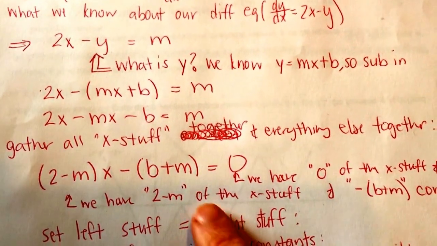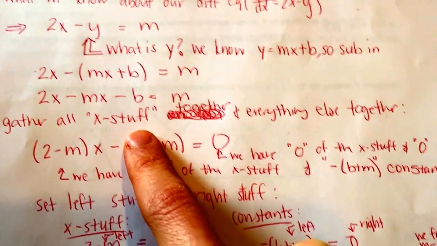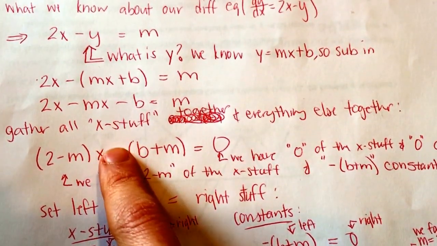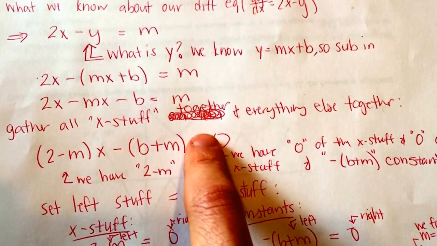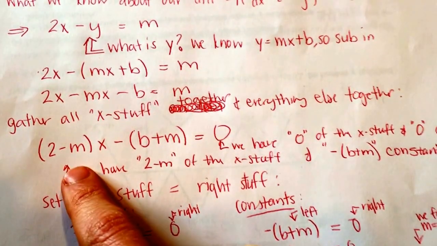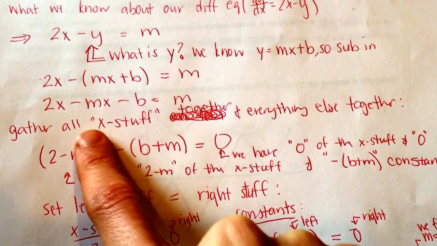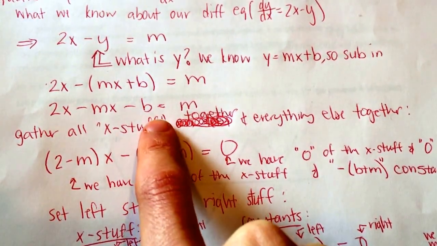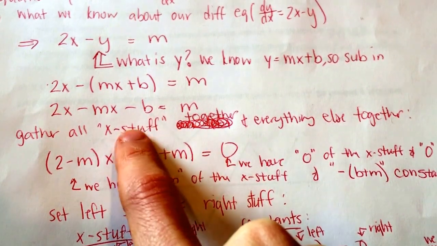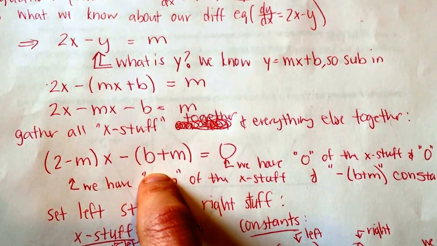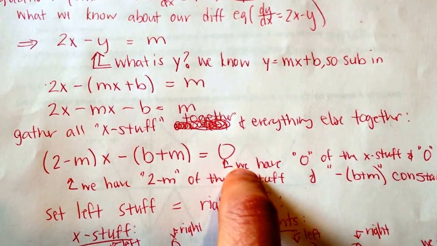Now, this is a technique that you're going to use if you ever take a differential equations course, and it's really cool. What you're going to do is gather the x stuff together and then gather everything else together, and I'll explain why. So if I gather the x stuff together, I have just 2 minus m of the x stuff. And then everything else, I would scoot this over, so minus b minus m, and then factor out the negative, so I get minus the quantity b plus m equals 0.